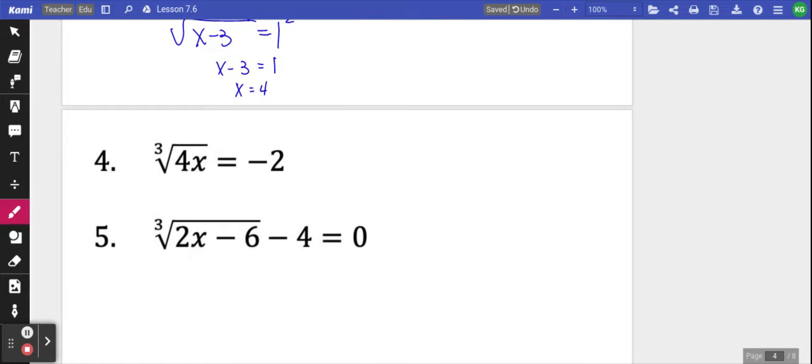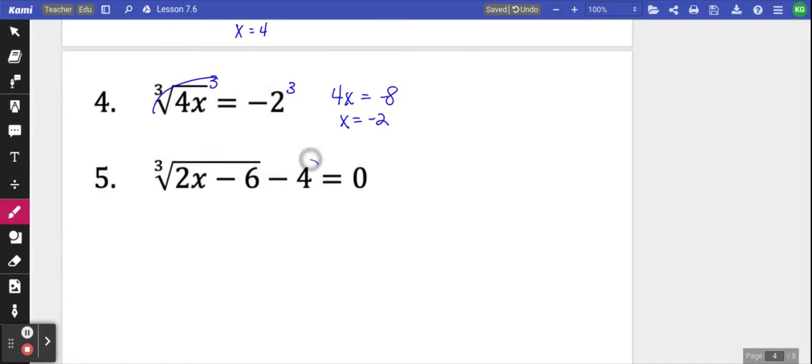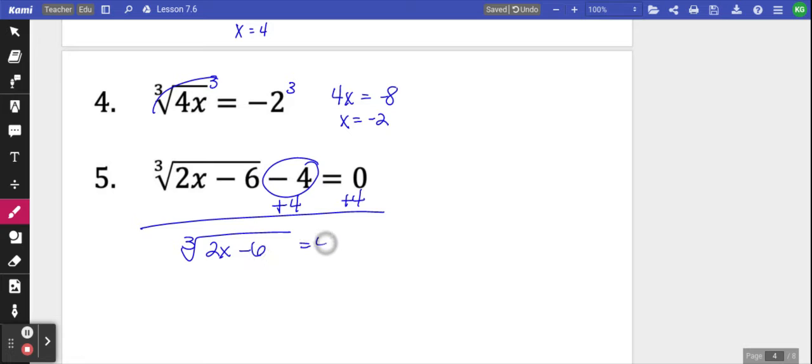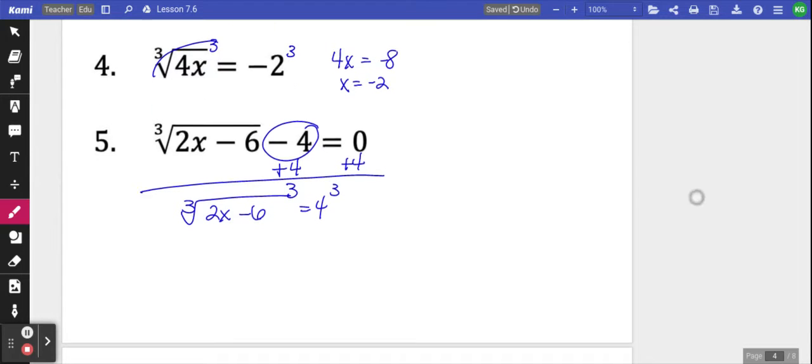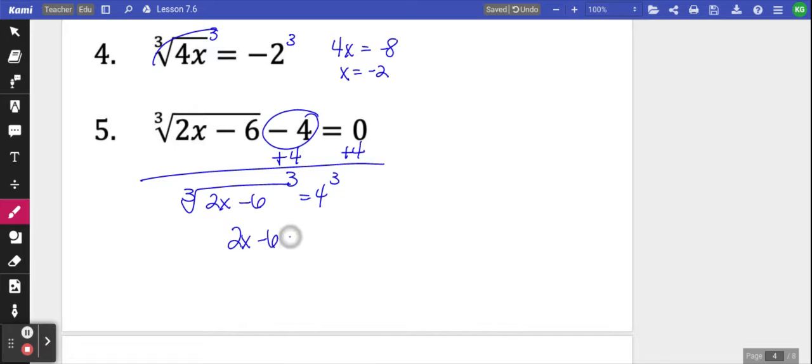Now on these we have cubes. So the opposite of a cube root is to cube, so that those cancel out, and I'm left with 4x equals negative 8. Divide by 4, which is negative 2. On this last one, I need to add to get the cube root alone. Then I can cube both sides, and I get 2x minus 6 to equal 64. Add 6 to get 70, and divide by 2 to get 35.